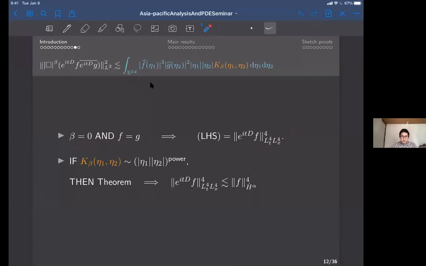Then if you can show that this kernel is essentially the modulus of eta 1 and eta 2 raised to the power, then by using the theorem, this kernel estimate goes to here, which can be combined with this thing, then you can just split it into two things. But now we assume that f and g are the same, so we get this Sobolev norm of the initial data. So the alpha came from this power plus 1 basically.